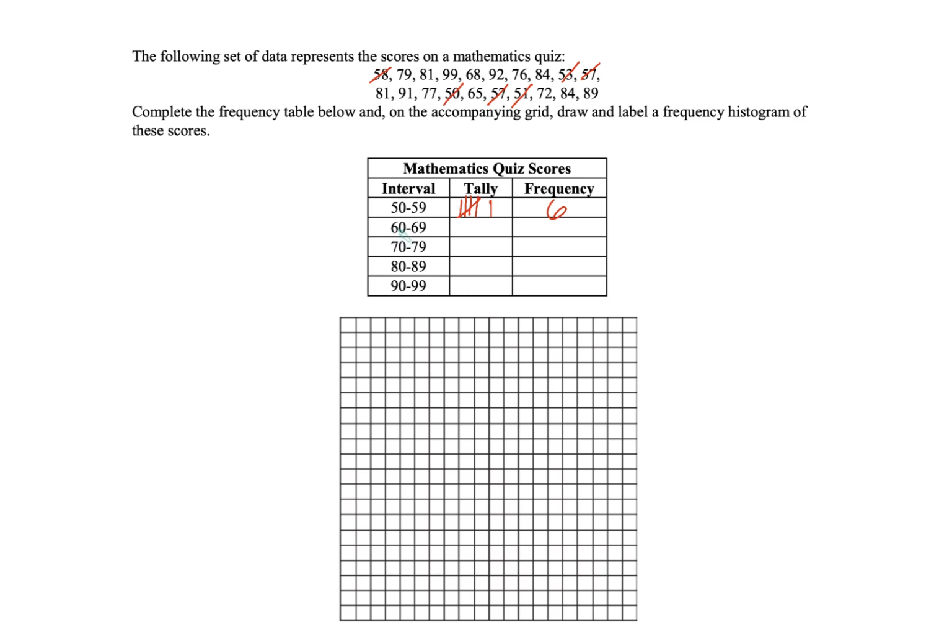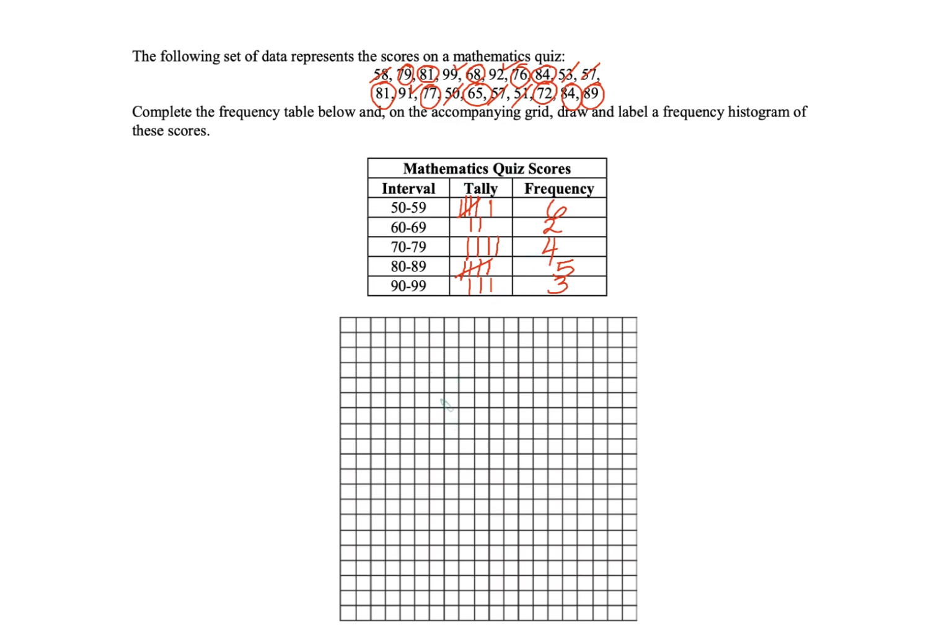Let's see how many data points we have from 60 to 69. 1, 2, only 2. For 70 to 79, I have 1, 2, 3, and 4. So there are only 4 data points. We're looking for 80 to 89. 1, 2, 3, 4, 5. And then 90 to 99, that is 1, 2, 3, just 3. So we created our frequency table.